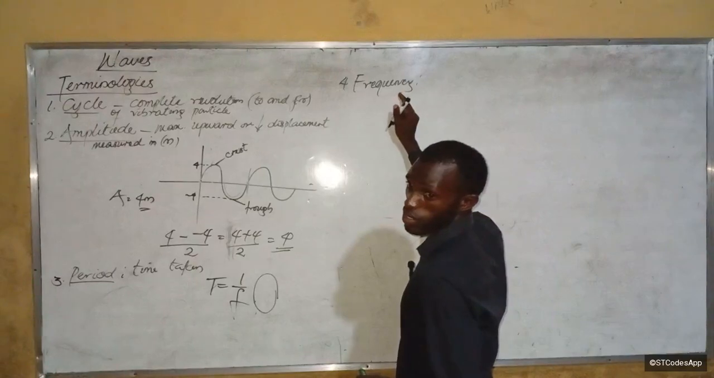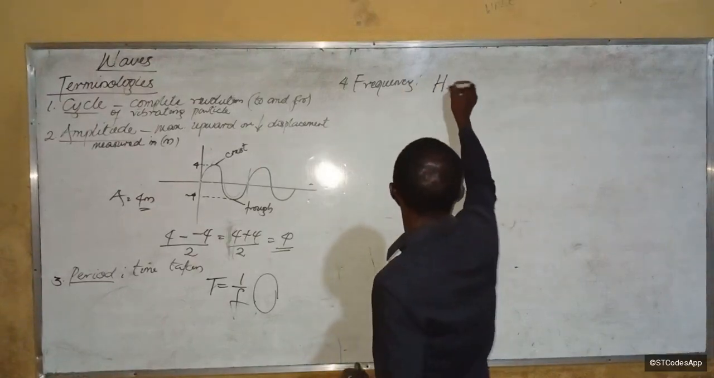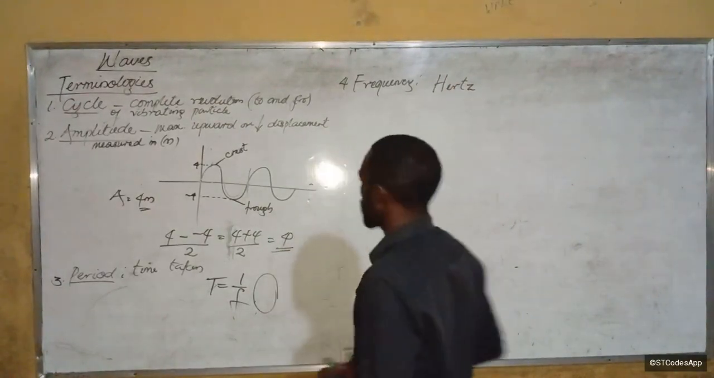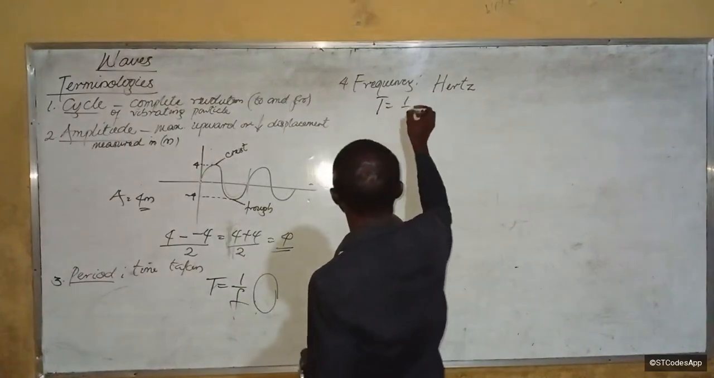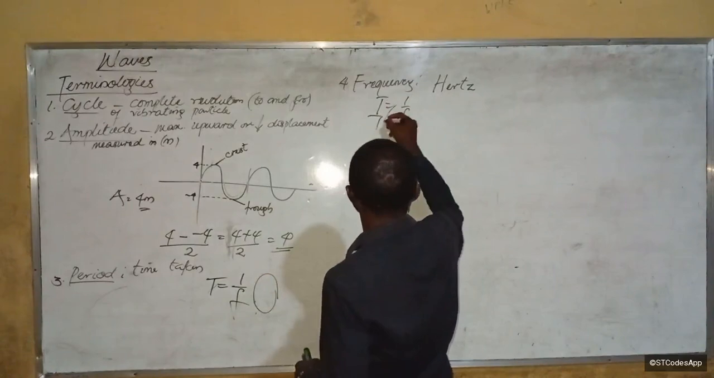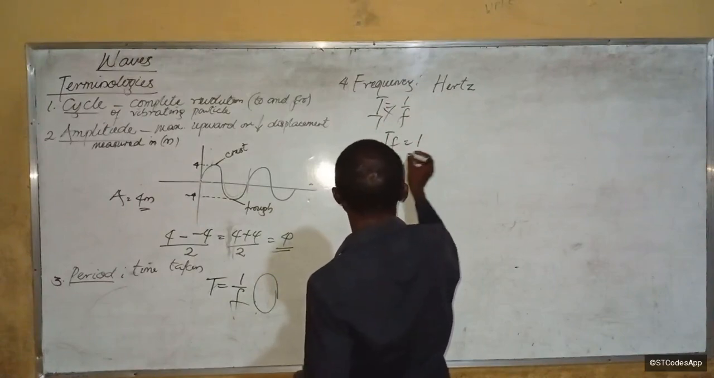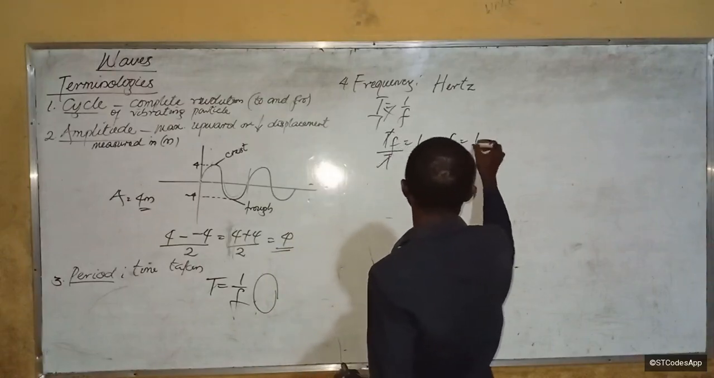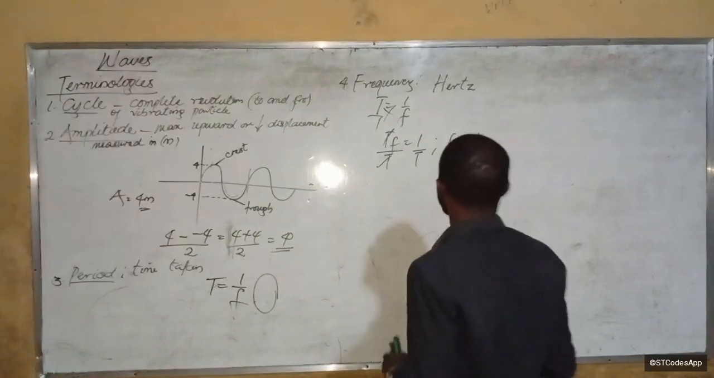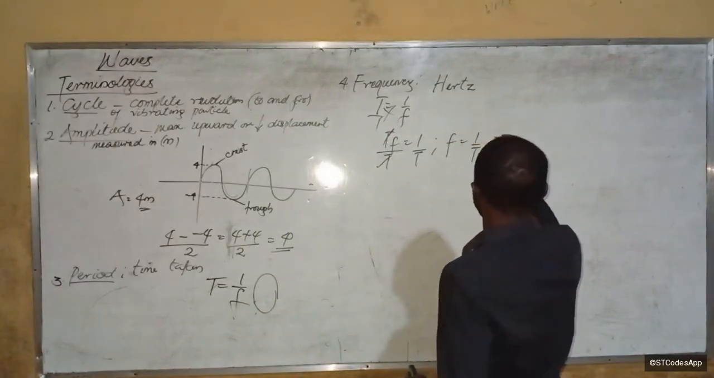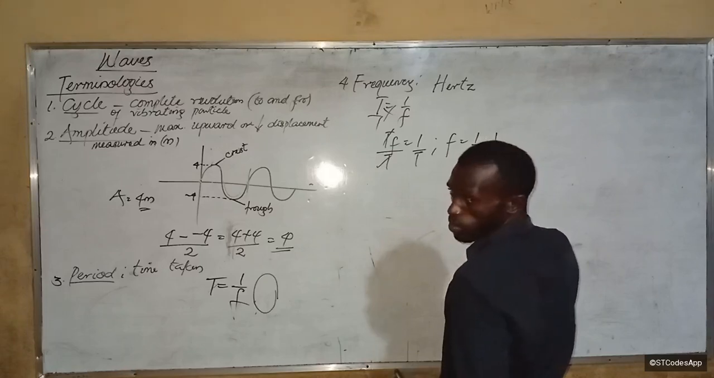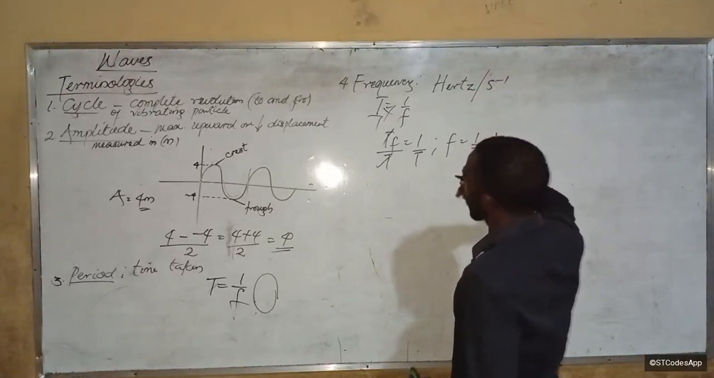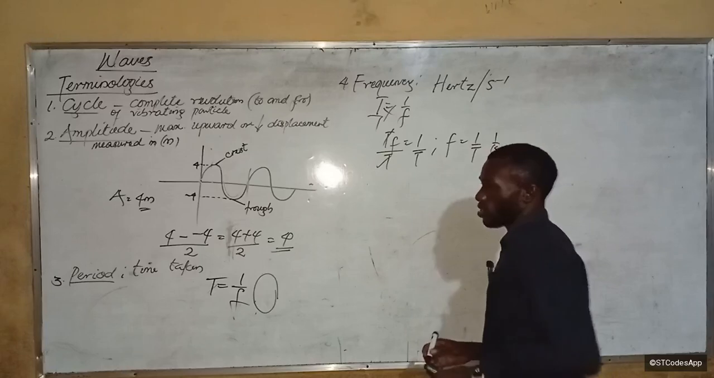Frequency is measured in hertz. Recall that T is equal to 1 over f, right? By the time you cross multiply, you have Tf is equal to 1. If I was asked for f, f is equal to 1 over T. Does that make sense? So it means that hertz has the unit 1 over seconds. So hertz is the same as per second.